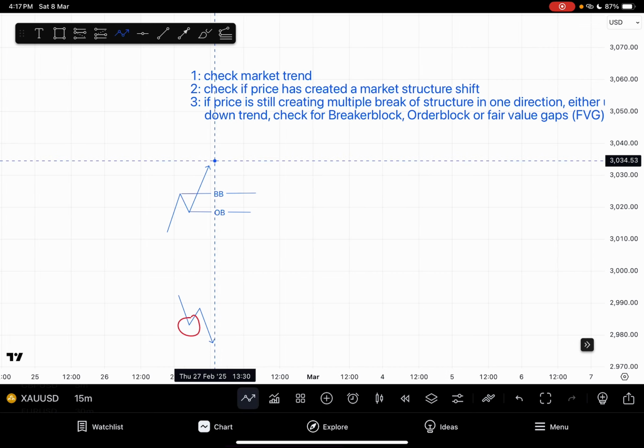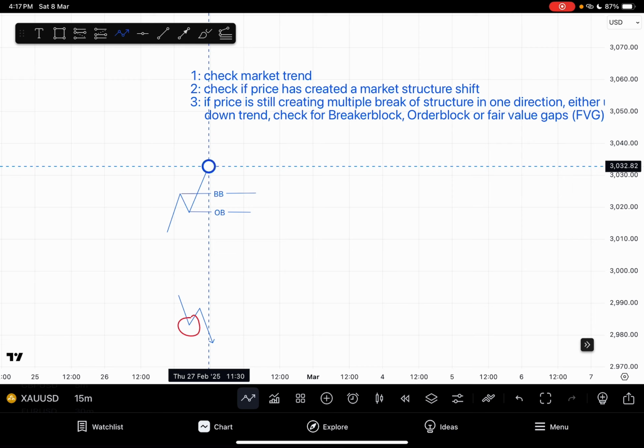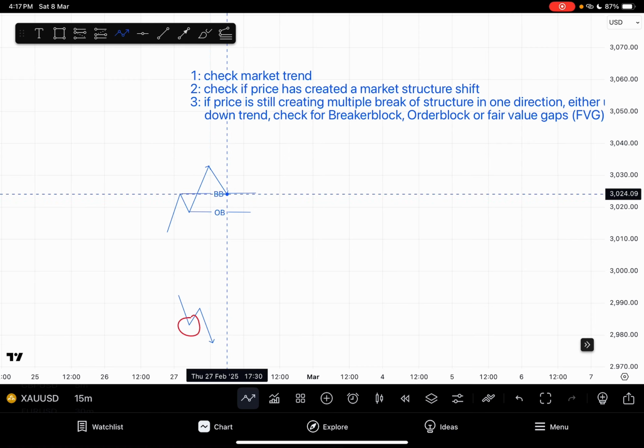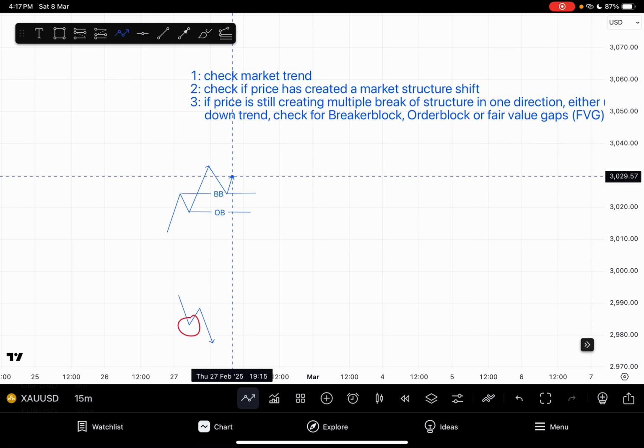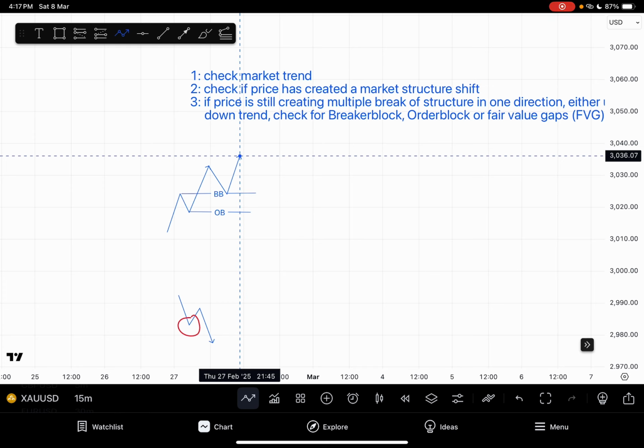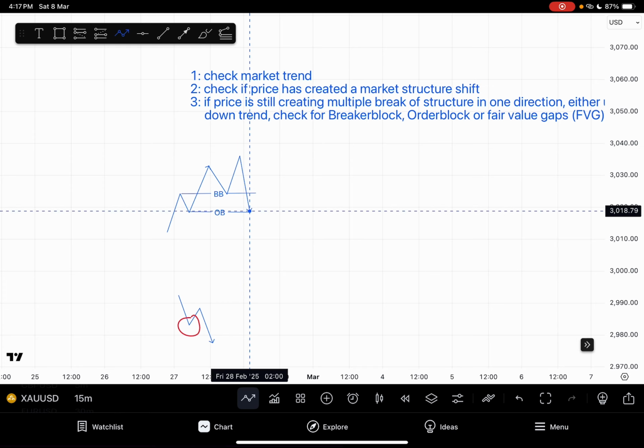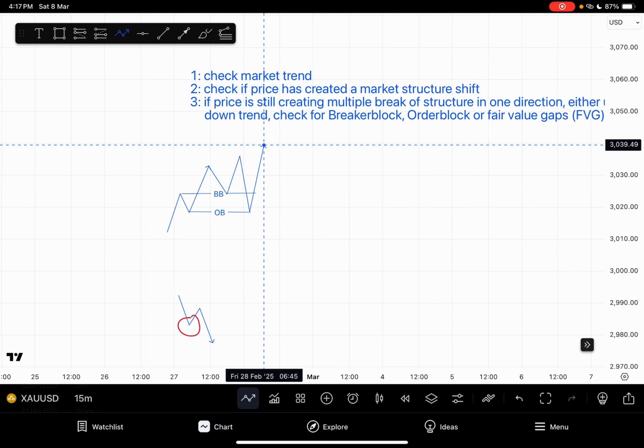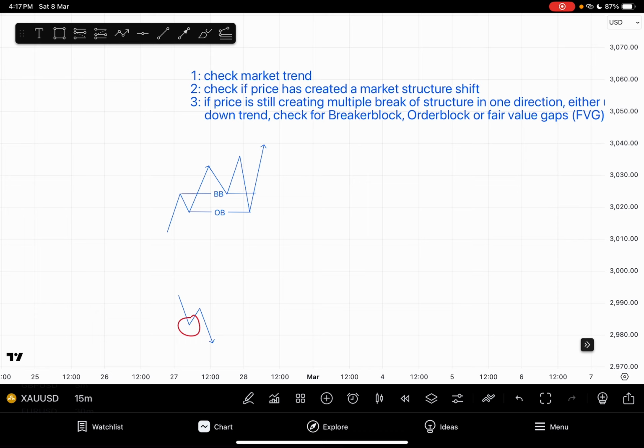You see price first come for the breaker block, take out buy side liquidity, and you see price come back for the order block again before final distribution to the upside. So remember the first one: if there's no order block, price will use just the breaker. While if there's an order block and there's a breaker block, price will use the breaker block first, then come back for the order block.